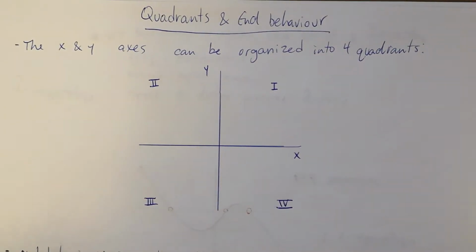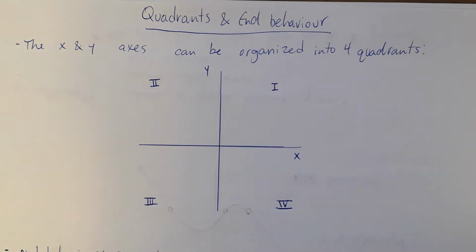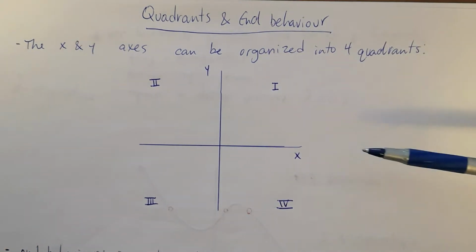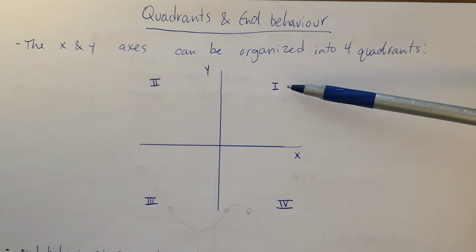Hi again. Now I'm going to talk to you about quadrants, and then that's going to build into this idea of end behavior, which is pretty simple. Now I hope you've seen this before, but if not, I've got it ready to go for you. The x and y axes can be organized into 4 quadrants, and the way they're numbered maybe doesn't quite make sense right away. There is logic behind it. It involves circles. Don't worry about it.